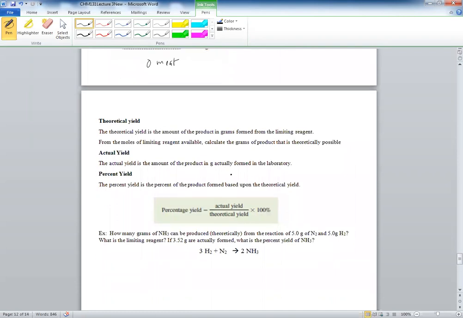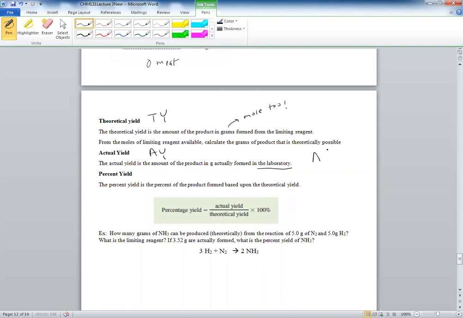So here are some definitions. The theoretical yield is the amount of product in grams formed from the limiting reagent. It could be, by the way, calculated in moles like we learned before. So you should again be situated to do both. The actual yield is the amount of product that is formed in the lab. And you should know, by the way, we usually shorten these to TY and AY.